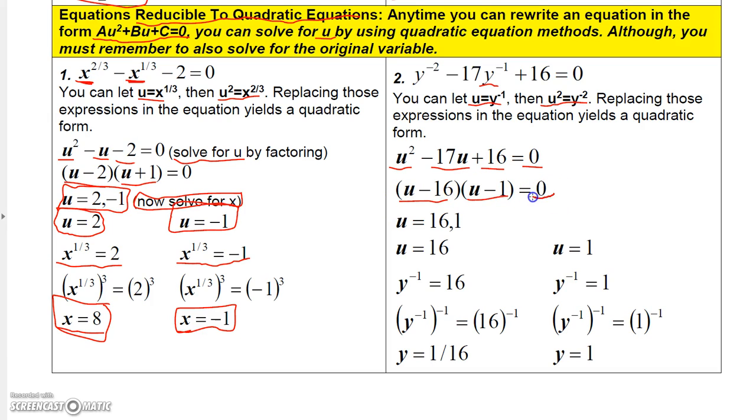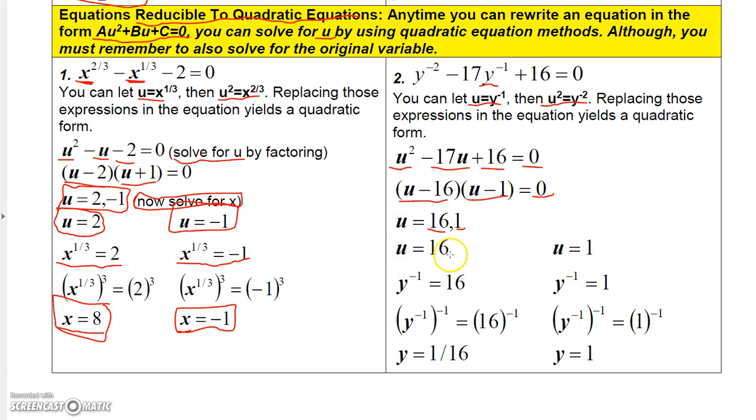and since that product equals 0, then either u minus 16 must be 0, where u is 16, or u minus 1 must be 0, so u must equal 1. So your two answers for u are 16 and 1. But again, don't forget, you're not trying to solve for u, you're trying to solve for y.